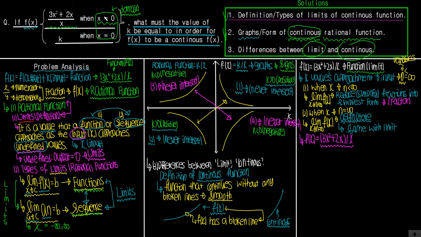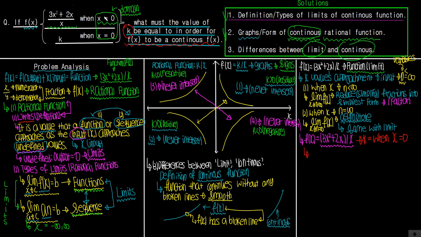If we go back to our original question, it says, what must be the value of k? The k value is when our x value, which is the input, is equal to 0. That means, what must be the value of f of x when the input x is equal to 0 in order for f of x to be a continuous function? Why did they give us a question like that?